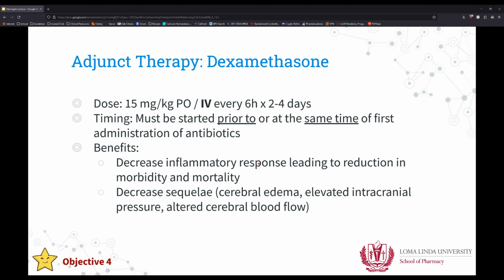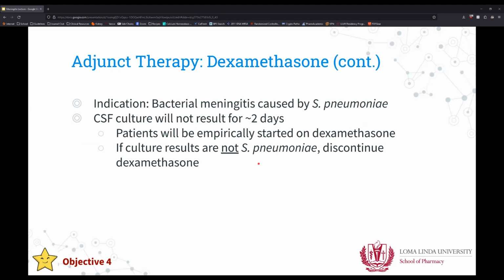And really why we use dexamethasone in this case is that it's going to help decrease the inflammatory response, leading to reduction in both morbidity and mortality. And overall, this decreases the sequelae or all the complications that can ensue from meningitis. And that can include cerebral edema, elevated intracranial pressure, or commonly referred to as ICP, or altered cerebral blood flow. And the indication for this is going to be bacterial meningitis caused by Streptococcus pneumoniae.